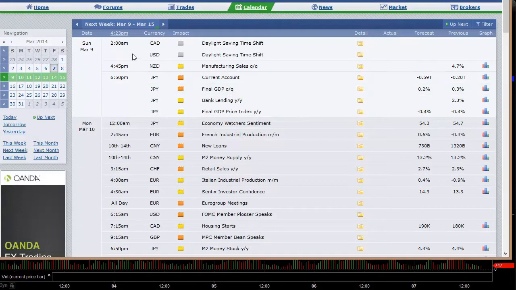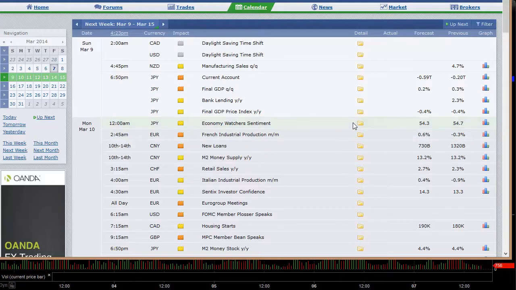Daylight savings time shift here in the U.S., also in Canada, Saturday going into Sunday. Be aware that that usually throws off the technicals in the market for a couple days. Now you've got half the world trading an hour off of where they have been. So that can have an impact. That's not usually a positive in terms of action, by the way.